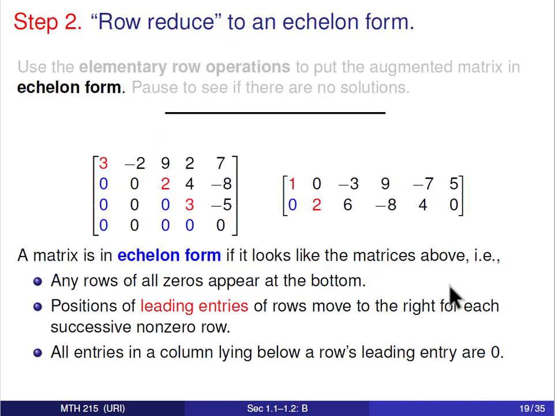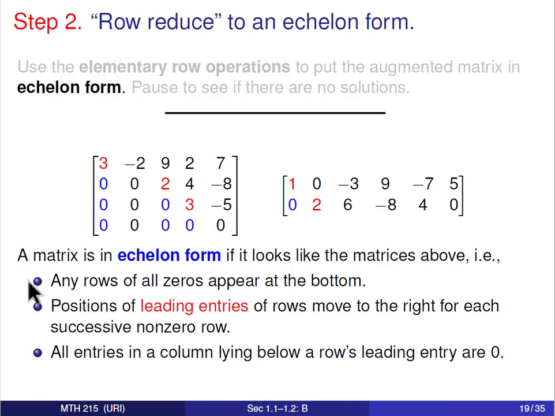Now in step 2, what we want to do is row reduce to echelon form, whatever that means. So before we dive too deeply into that step, let's pause to define what echelon form is. What I have shown here are two examples of matrices. They're not tied to anything we've done before, but they're each written in echelon form, meaning that each of these matrices satisfies these three conditions.